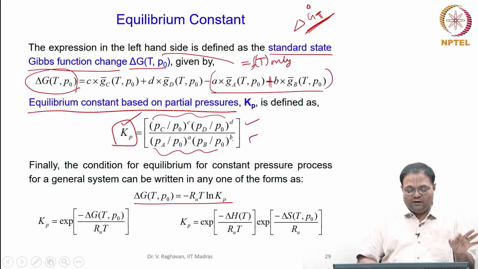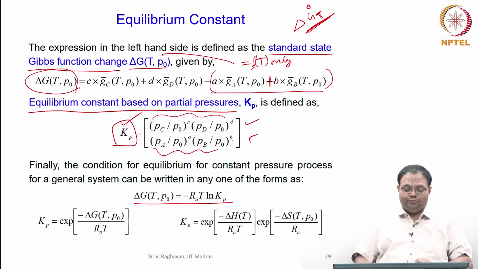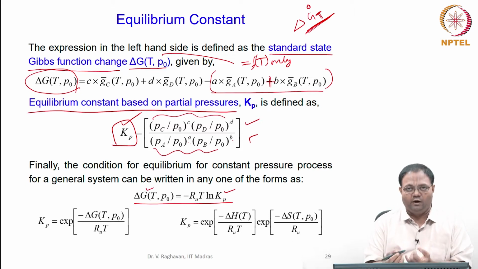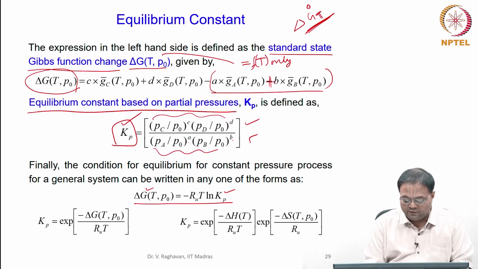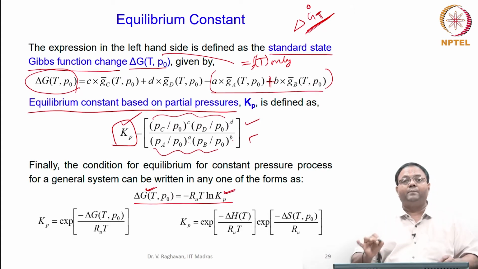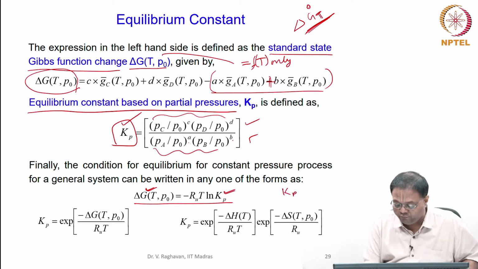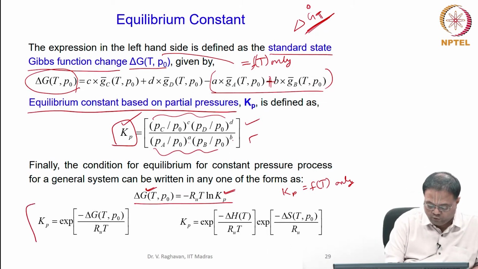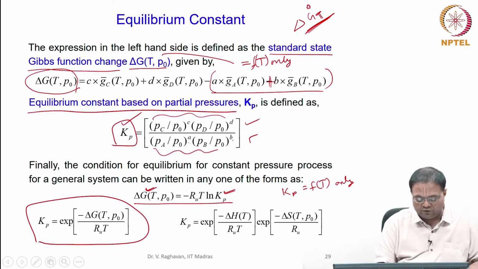Now, please understand that to calculate Kp I need this. Temperature is known already. Since temperature is known, delta G can be calculated because delta G is a function of temperature only. It is done at atmospheric pressure. So, when temperature is known, this is known, and then Kp can be calculated. So, Kp also is a function of temperature only. That is what I am doing here, calculating Kp as a function of temperature only.